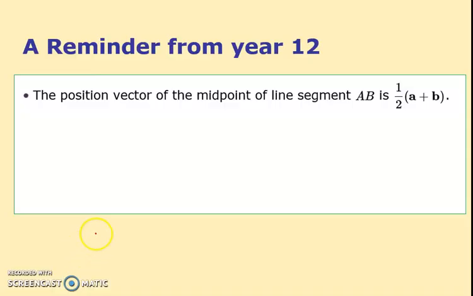So, a reminder of a few rules that we've seen in year 12. If you get two vectors, a and b, and you want to know where it's halfway between them, it's like the formula for the midpoint of two coordinates. It's a half of a plus b.